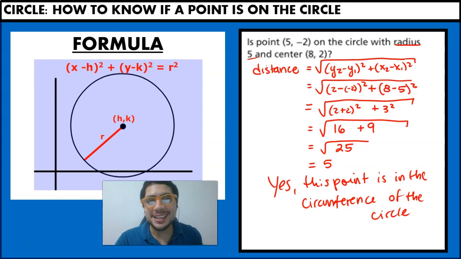And that is pretty much it, guys. So pretty easy. A lot of logic behind that problem. So make sure you calculate that distance and find out if that point is or is not on the circumference of the circle. And that is pretty much it for today, guys.